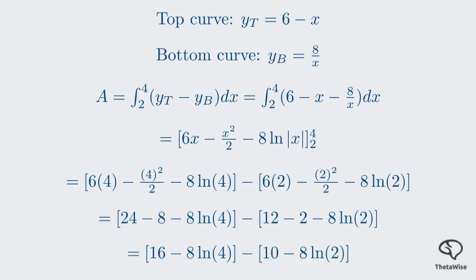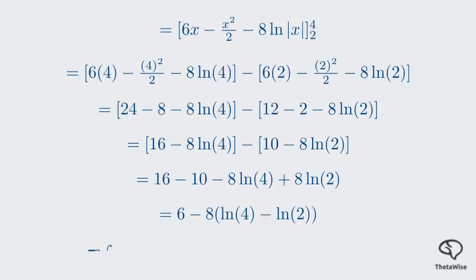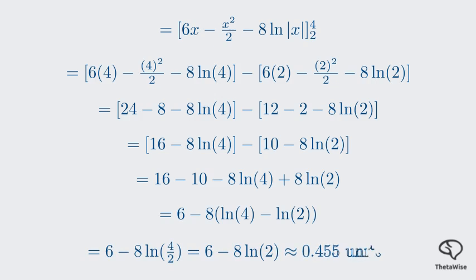Now we combine the constant terms and the log terms. 16 minus 10 is 6. We have negative 8 times log 4 plus 8 times log 2. Using the logarithm property that the natural log of a minus the natural log of b is the natural log of a over b, this simplifies to 6 minus 8 times the natural log of 2. Calculating this gives us approximately 0.455 square units.